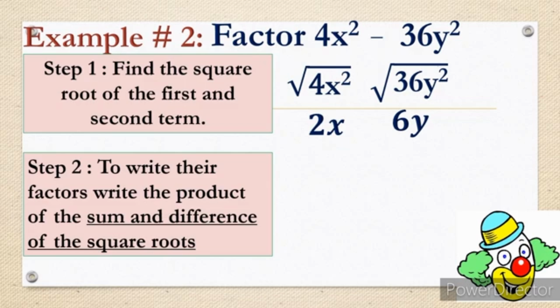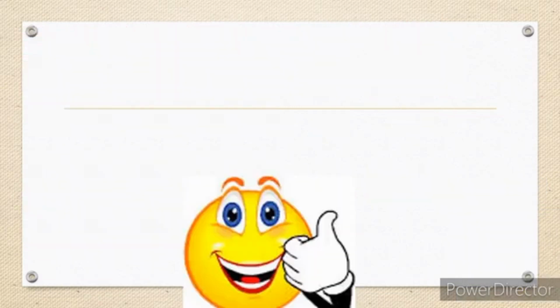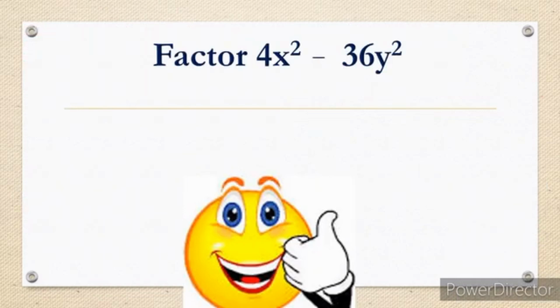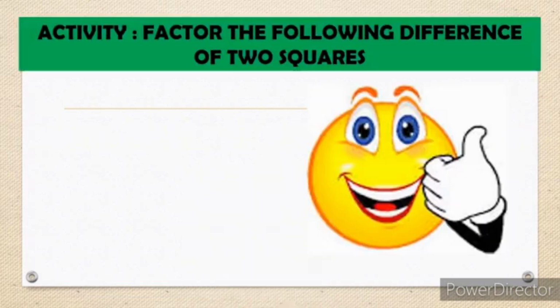For the second step, to write their factors, write the product of the sum and difference of the square roots. Therefore, the answer is the quantity of 2x plus 6y times the quantity of 2x minus 6y. Again, the factor of 4x squared minus 36y squared is equal to the quantity of 2x plus 6y times the quantity of 2x minus 6y.